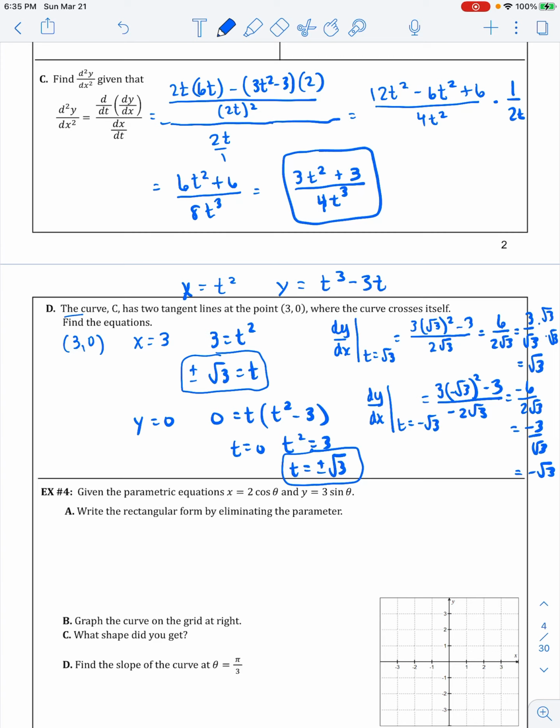And they want the equations of these tangent lines, okay? And so one of them has a slope of root 3, and the other one has a slope of negative root 3. And if you want to find the points, or no, they're both at 3. Even if we put the square root of 3 and the negative square root of 3 back into your equation, you'd get 3, 0.